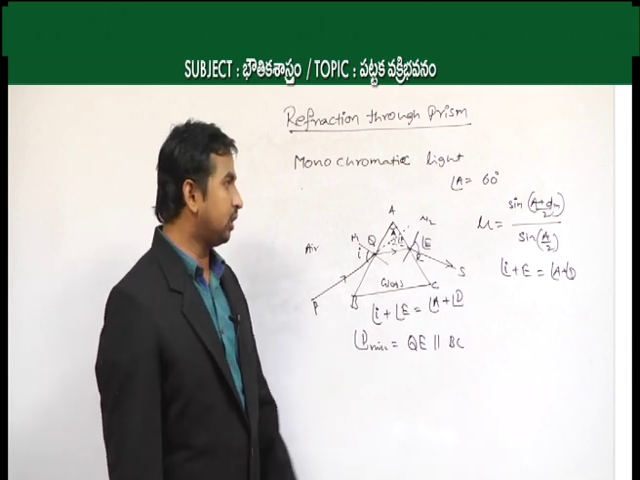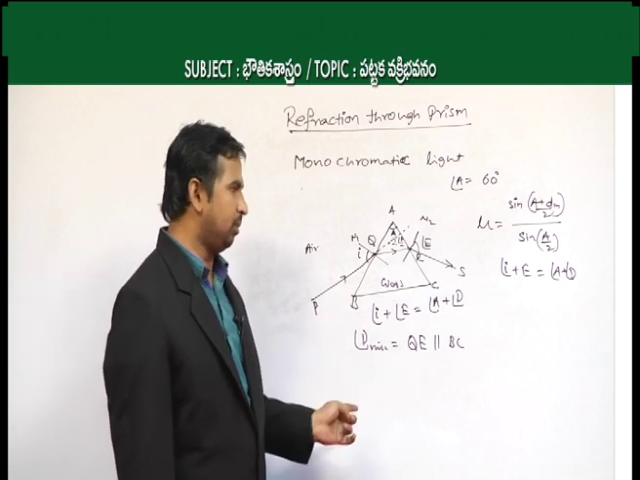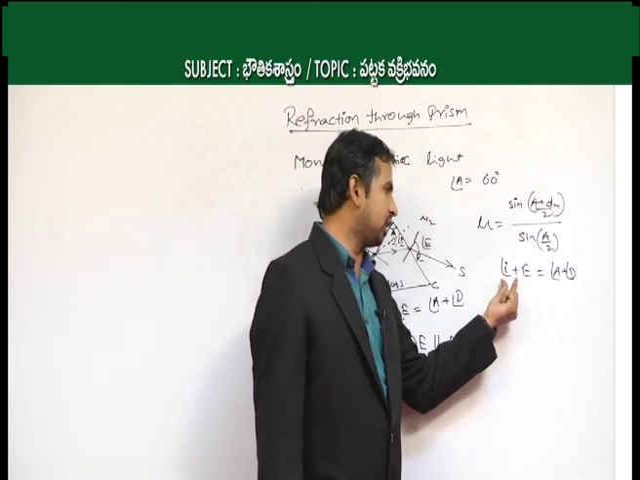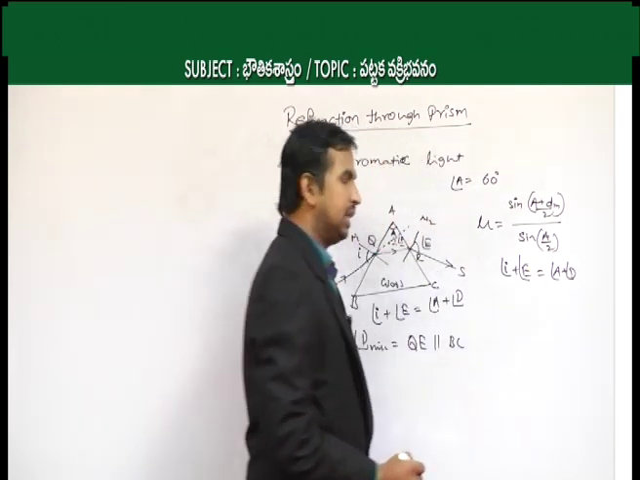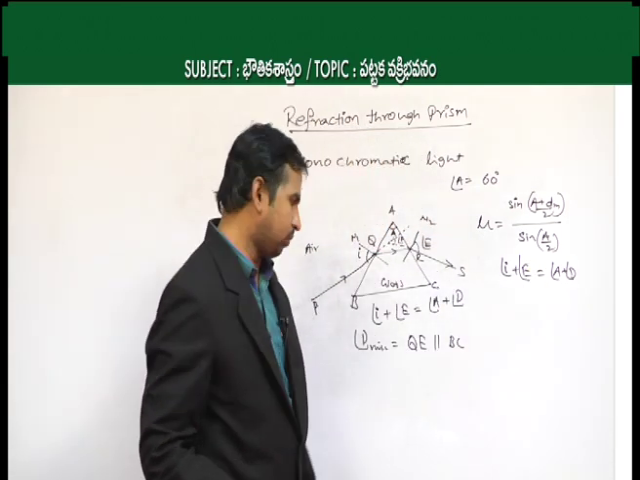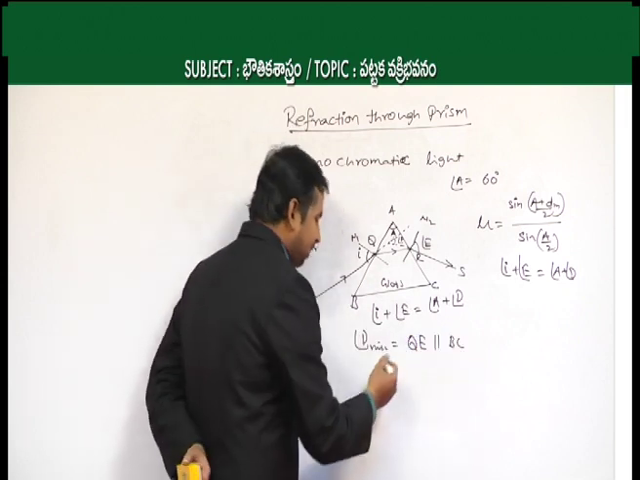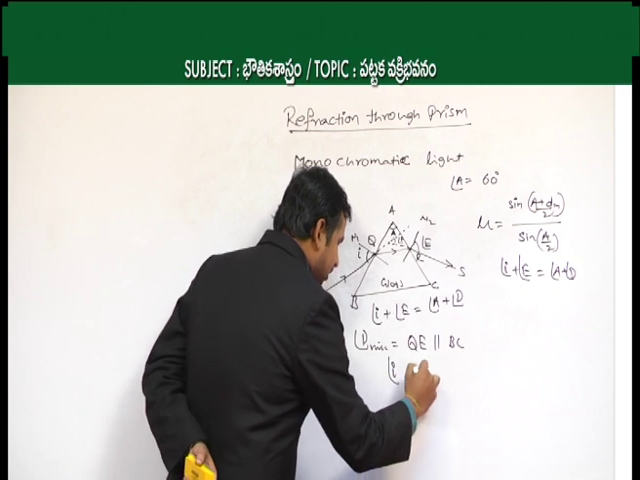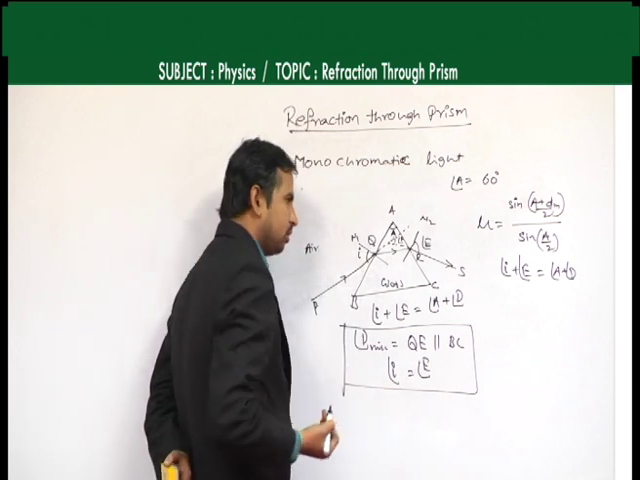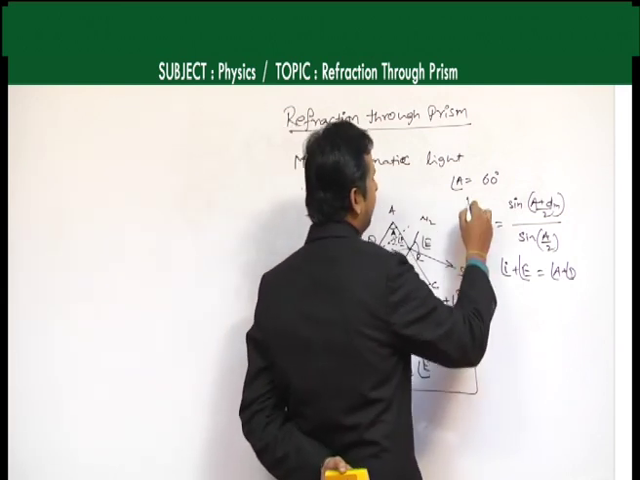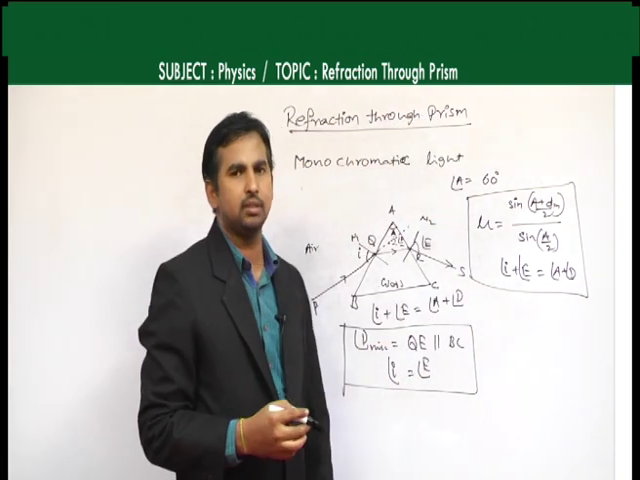Okay. And another important thing, if you observe here, if the angle of deviation is minimum, then we also have the condition that the angle of incidence and the angle of emergence become equal. So in the minimum deviation case, QE is not only parallel to BC, the angle of incidence is also equal to the angle of emergence. And for general cases, I plus E equals A plus D.